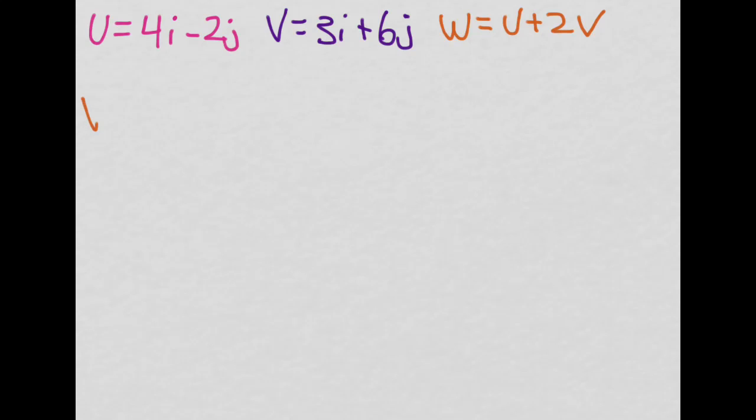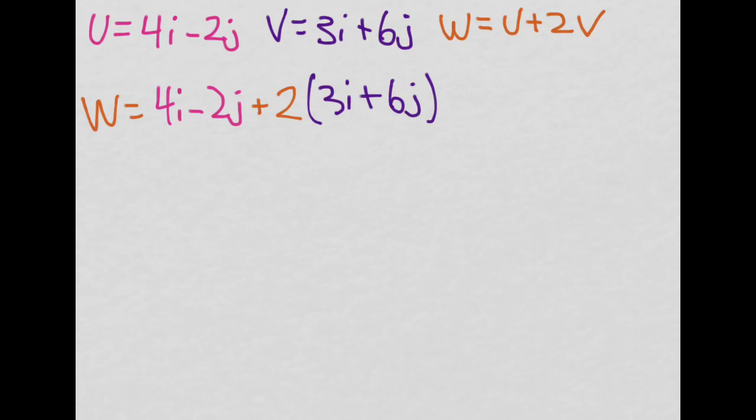So let's start going, and we can say that w is going to equal, and I'm just going to write u as 4i minus 2j plus, and now we have 2 times v, where v is 3i plus 6j. And now you can just distribute and combine like terms, no problem, it's a breeze.